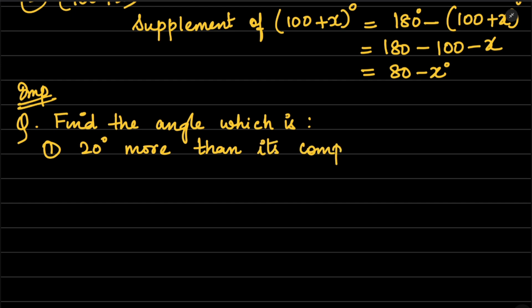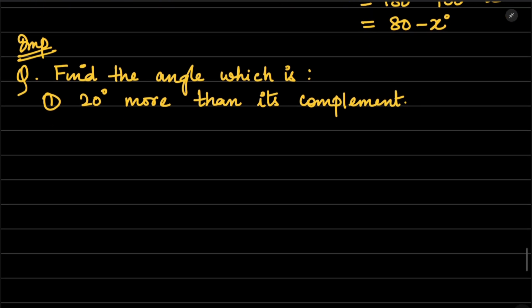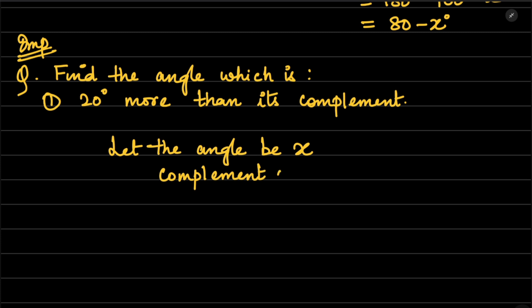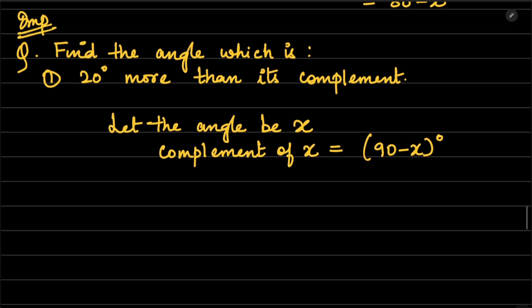So don't panic if you are asked questions of more or less than complement, less than supplement. Do not panic. You have to find an angle. So first always assume, let the angle be x. Since it's asked complement, find the complement of x. The complement of x will be 90 minus x degree. Now what is asked?